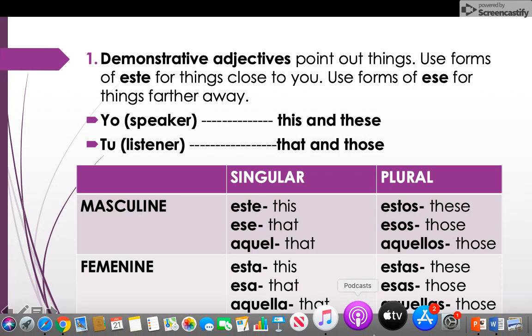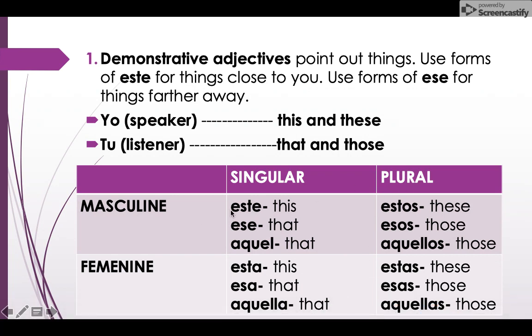Here is the simple chart that you need to remember. Go ahead and draw this, and we're going to have to remember masculine and feminine, singular and plural. So if it's a masculine demonstrative adjective, it's going to be este. And if it's that, it's going to be ese. And if you think about something that's way away from both you and the listener, then it's going to be aquel.